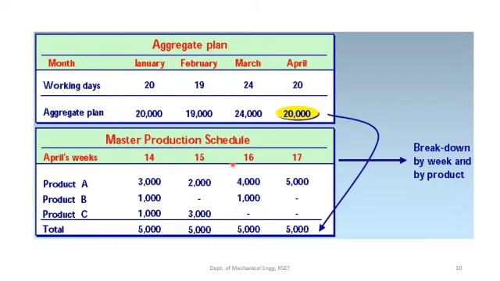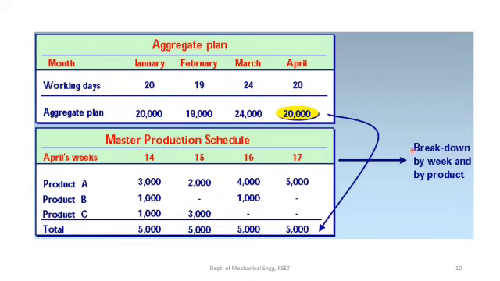In this particular month, during the 14th week, you have to produce a total of 3,000 units of product A, 1,000 units of product B, and 1,000 units of product C. So in that particular week, the first week of April, you have to produce a total quantity of 5,000, composed of 3,000 units of A, 1,000 units of B, and 1,000 units of C. So you are specifying the quantity of products to be produced specific to a particular product, product A this much, product B this much, and this quantity is specified over a very short period of time like a week, as compared to a month that is specified in the aggregate plan.